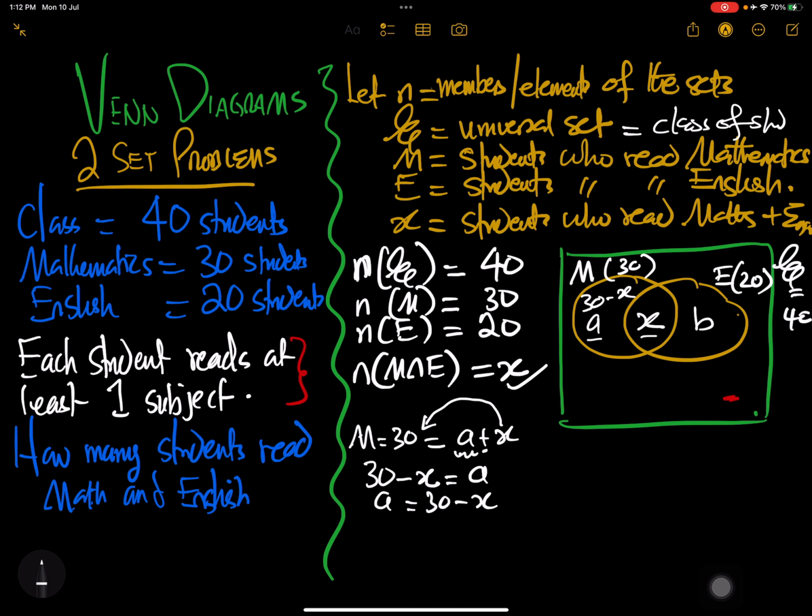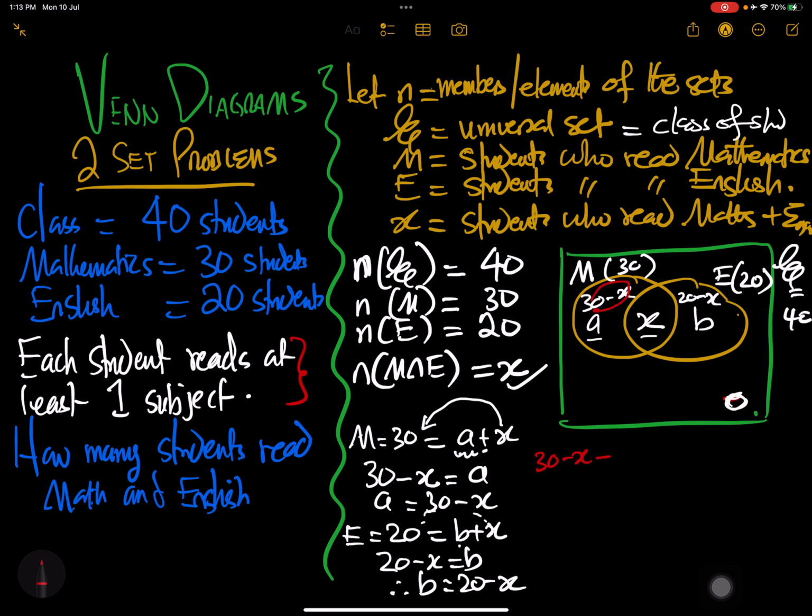Now for English, we are saying that English is 20, and that is also B plus X. We want B to stand alone, so X comes over, and we get 20 minus X is equal to B. Therefore, B is equal to 20 minus X. Now we know there's nothing outside the rings, so outside is 0. So our 30 minus X, plus our X, plus our 20 minus X will all add up to the universal set of 40.